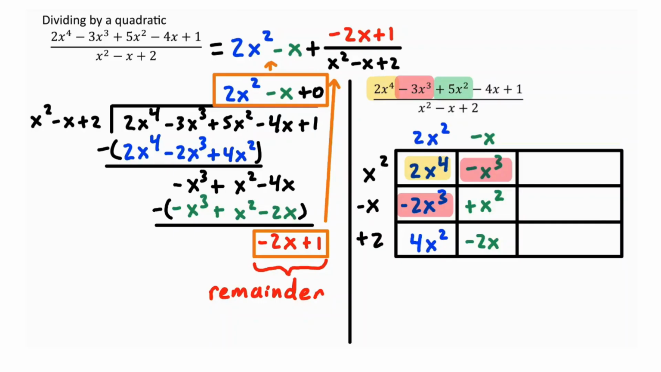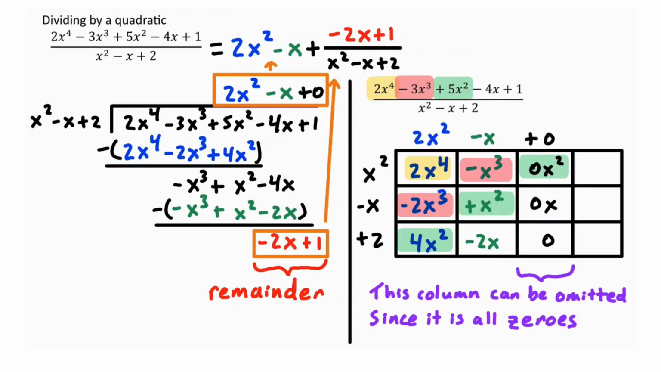Next, we need this 5x squared. Since we already have a 4x squared and a positive x squared, which is already 5x squared, we don't need any more x squared, so we have a 0x squared. Factor x squared away from this, we get plus 0. 0 times negative x is 0x, and 0 times 2 is 0. And then section this off since the 3 rows are filled up.